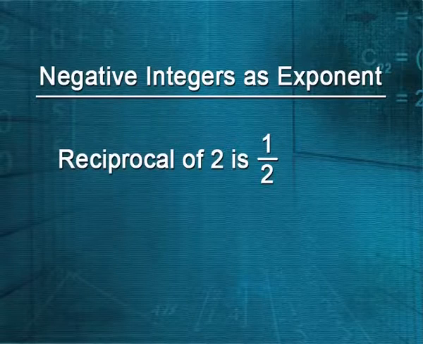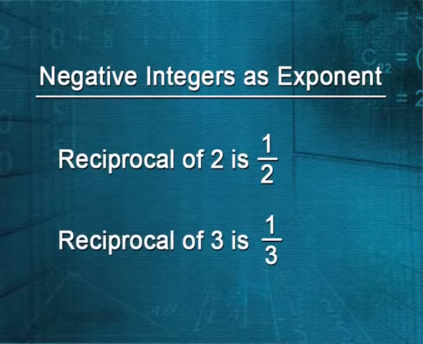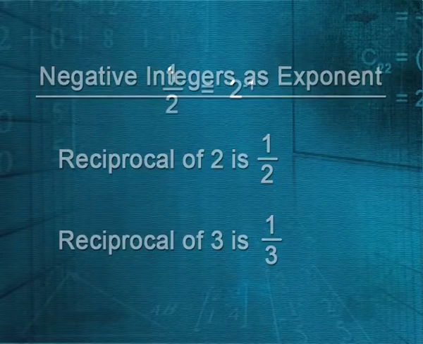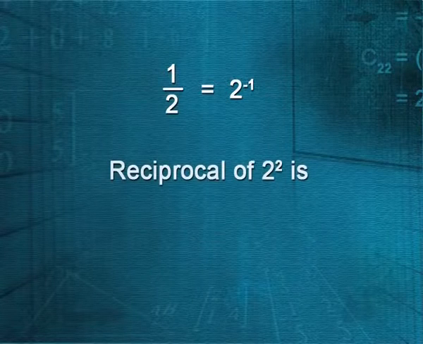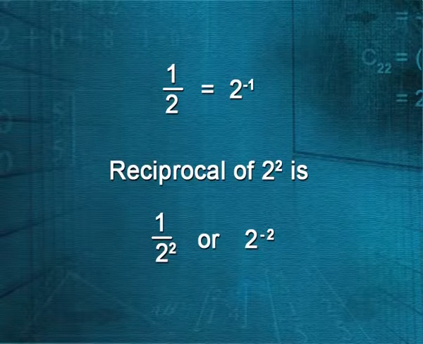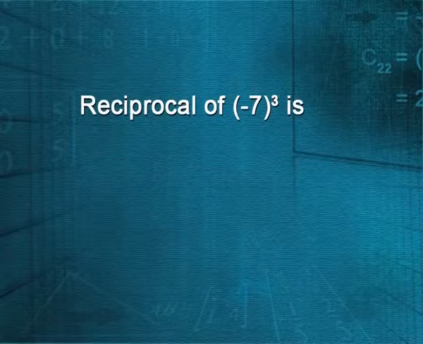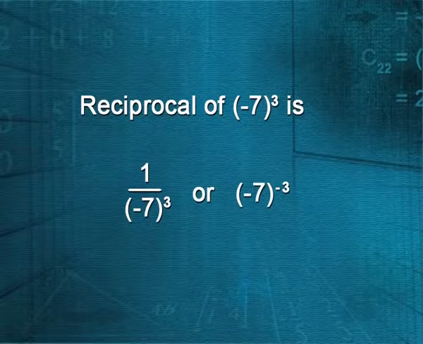You know the reciprocal of 2 is 1 by 2. You know the reciprocal of 3 is 1 by 3. And 1 by 2 can be written as 2 raised to power minus 1. The reciprocal of 2 square is 1 by 2 square, which can be written as 2 raised to power minus 2. The reciprocal of minus 7 raised to power 3 is 1 upon minus 7 to the power 3, or minus 7 raised to power minus 3.